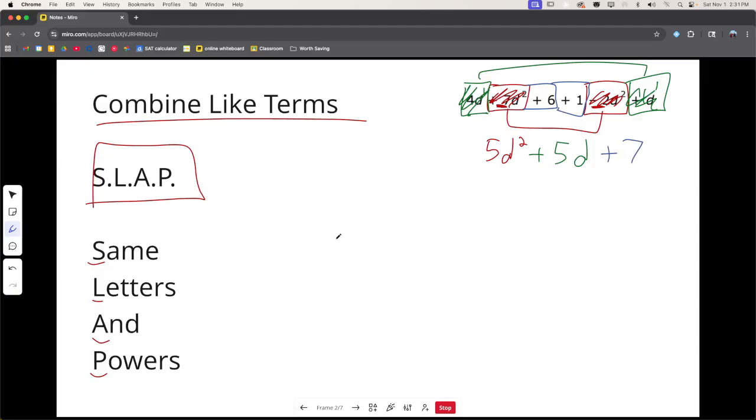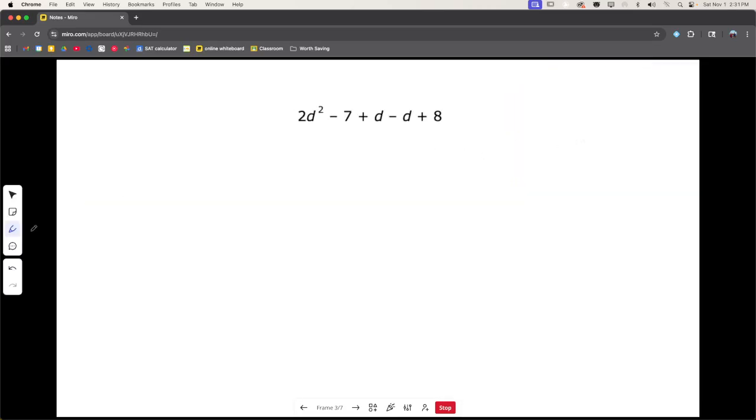Okay? And something to note here, some students want to say, well, can I combine this and this? You cannot combine them, right? Because they have to have the same letter and the same power. These have the same letter, but not the same exponent. Okay? All right, for this problem, this has nothing to combine with, so bring it down.